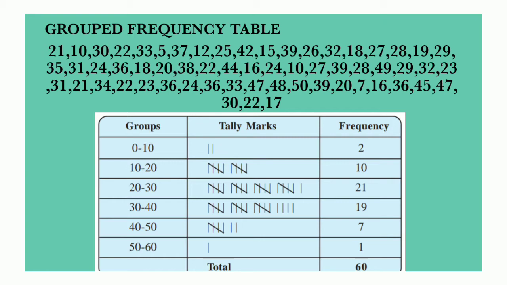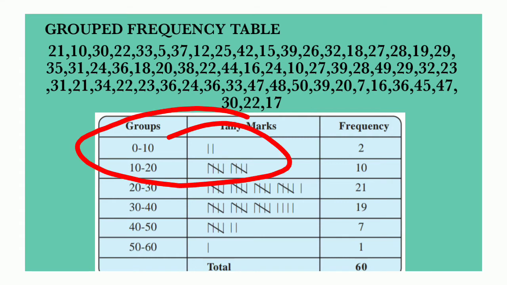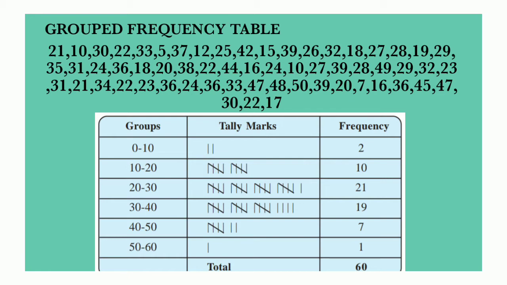And how to use tally mark in the second column? Very simple. In the first row, 0 to 10, so 0 to 9 numbers in the data you mark the tally, and 10 is not included in the first one. 10 is included in the second. Don't take 10 in both, only in the second. So 0 to 9 you mark in the first, then 10 to 19 you mark in the second, and 20 will be marked in the third one, that is 20 to 30.